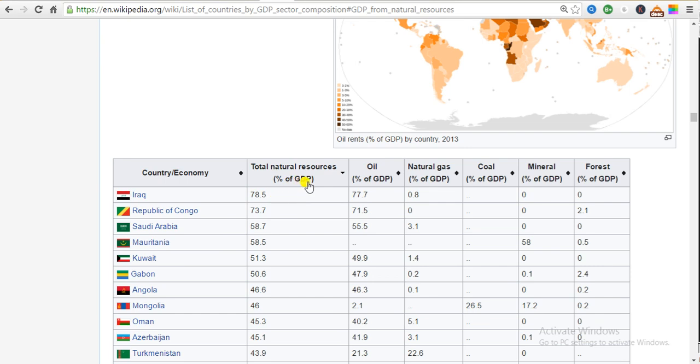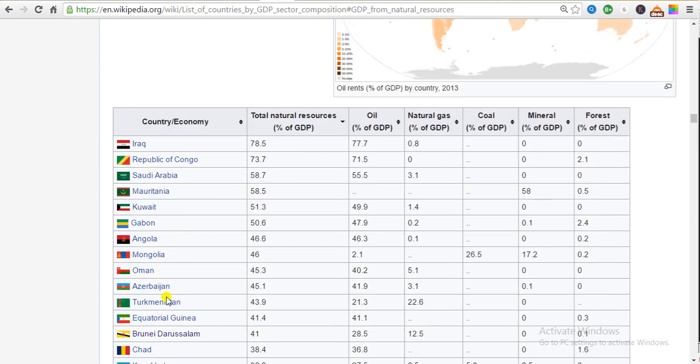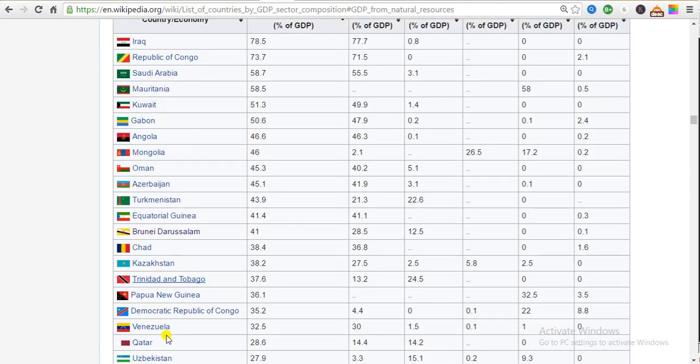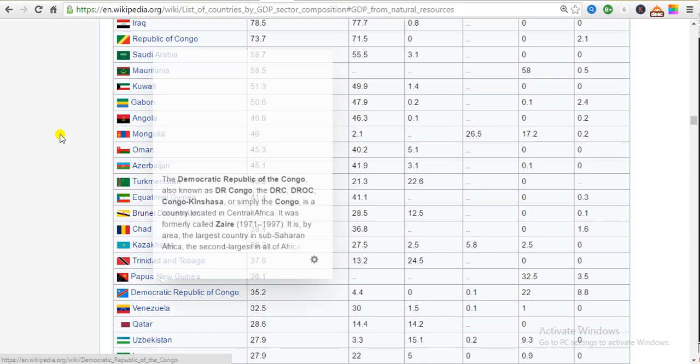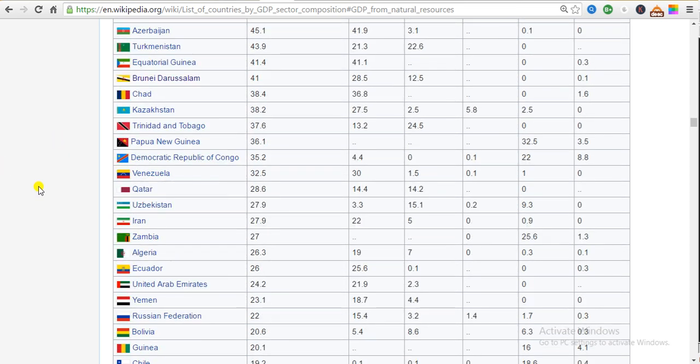So Iraq's GDP is 78%, almost 80%, weighted on their extraction of resources, minerals and stuff like that, followed by Congo, Saudi Arabia. And as we've already seen, Saudi Arabia, one of the bigger economies with relative growth, is heavily dependent on its natural resources, which they use within their country. Mauritania, Kuwait, part of OPEC, Gabon, Angola. All right, one of the bigger economies in Africa, Mongolia, Oman, Uzbekistan, Brunei, Chad, Kazakhstan, Trinidad and Tobago, and all of these. So this is the list, okay?